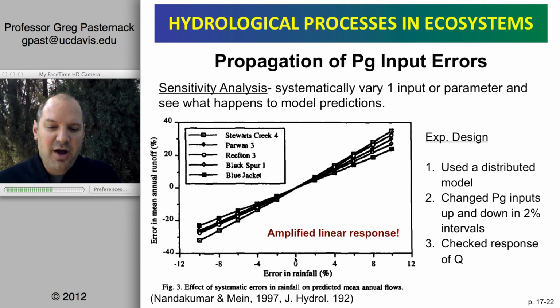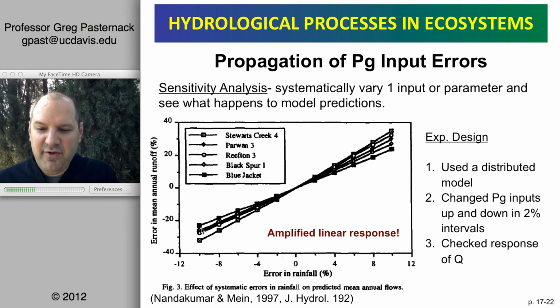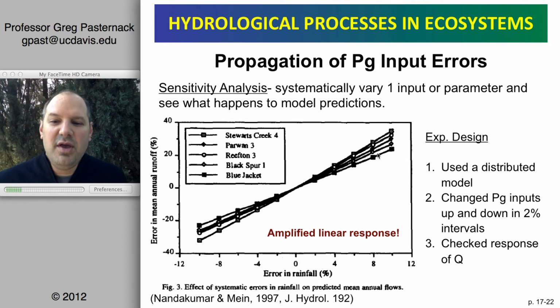So for example, as you add, say, 4% error, like you have too much rainfall in the model, then you end up with some amplification because you go from about 4% input to about 10% runoff. So changing inputs up and down in 2% intervals and then checking the response, you can see it's a linear response, but it is amplified. If I have 8% too little rainfall to 8% too high, we're going from numbers of about 20 to 30 in the negative direction to numbers of about 20 to 30 in the positive direction. So it's a percent difference of 40 to 60%.